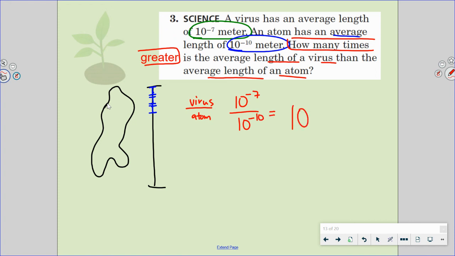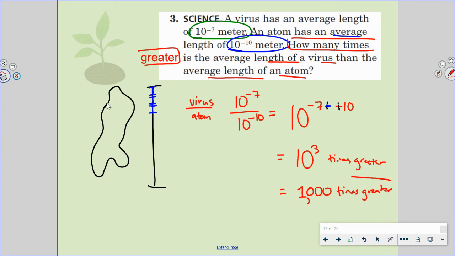Some of you realize that when dividing two powers with the same base, you can simply subtract the exponents. Mr. Cowan will change that to add the opposite. You end up with 10 to the 3rd times greater. Now, that's a good answer. I frankly would go ahead one more step. If you multiplied all those 10s out, you'd find that a virus is actually 1,000 times bigger than an average length of an atom.